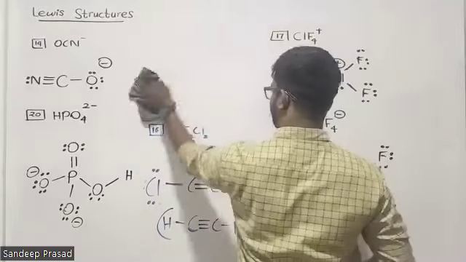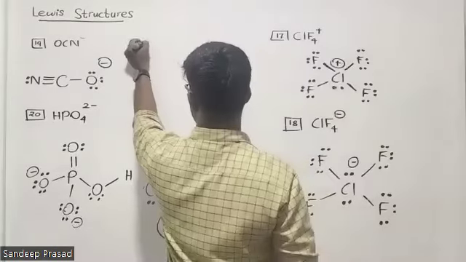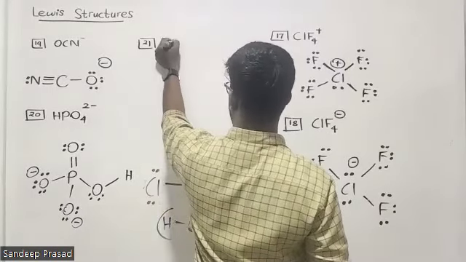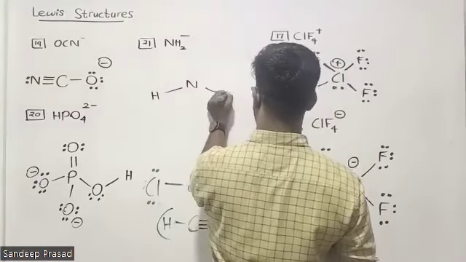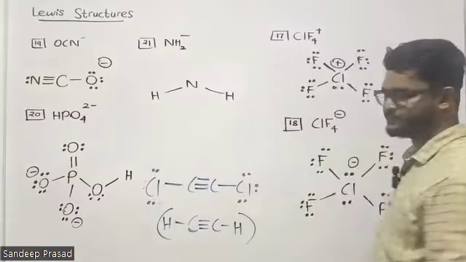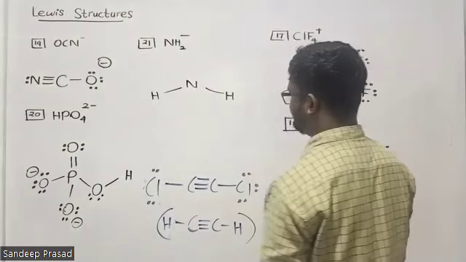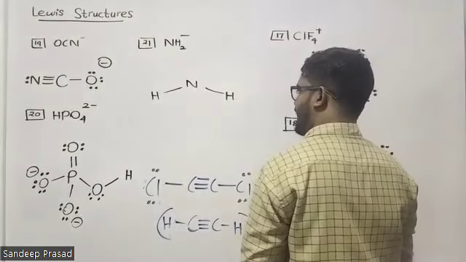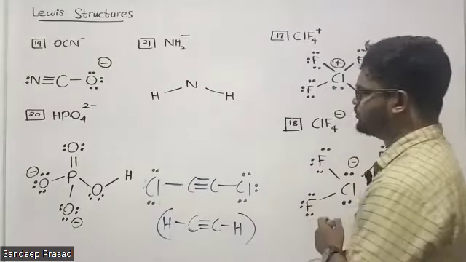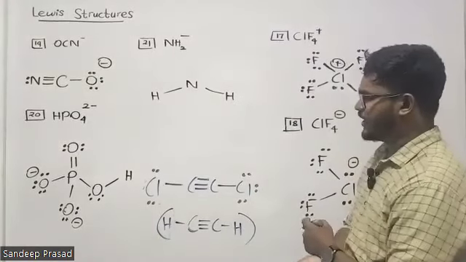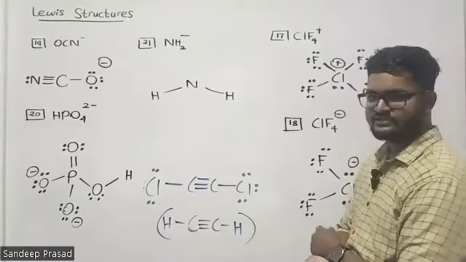Number 21. NH2 minus, amide. Nitrogen is connected to two hydrogen atoms in this way. So students, when nitrogen is connected to two hydrogen atoms in this way, we can't make any changes in these bonds. What to do? Hydrogen is connected to nitrogen. We can't make any changes. We can't make any double bonds or triple bonds because it is hydrogen.